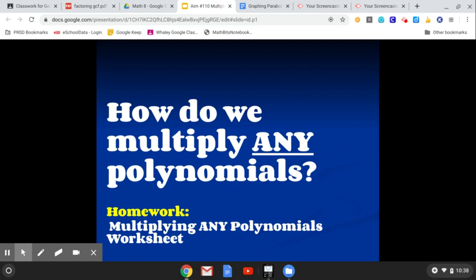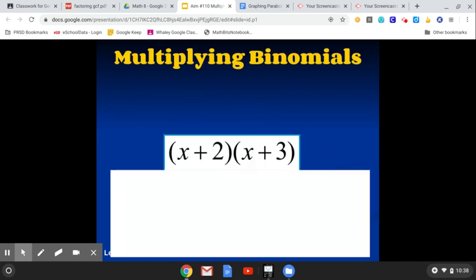Now, I put multiply any polynomials because the reality is what we do today can work for any size expressions that you want to multiply together. All right, let me get right into it then. When we talk about multiplying polynomials, what I'm really saying is that we have something that's more than a monomial here. We have a binomial. It's got two terms. We want to multiply this thing by x plus 3. So one with two terms by another thing with two terms.